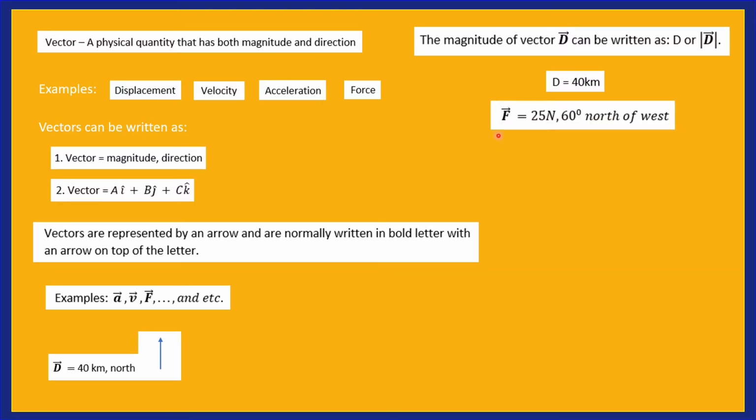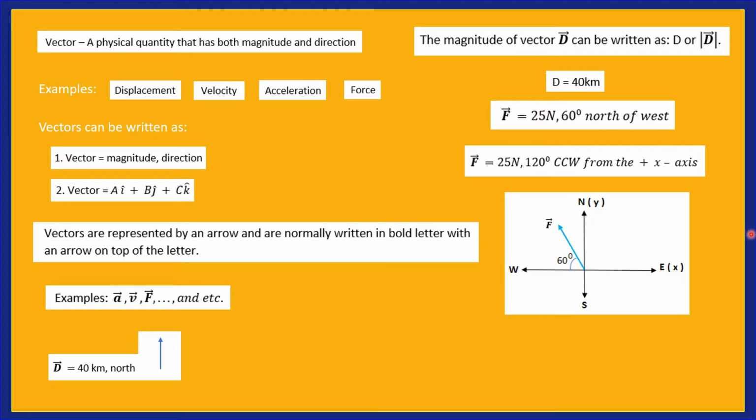Another example is F. So F represents force. So F equals, say, 25 newtons, 60 degrees north of west. So this vector can be written as 25 newtons, 120 degrees counterclockwise from the positive x-axis.